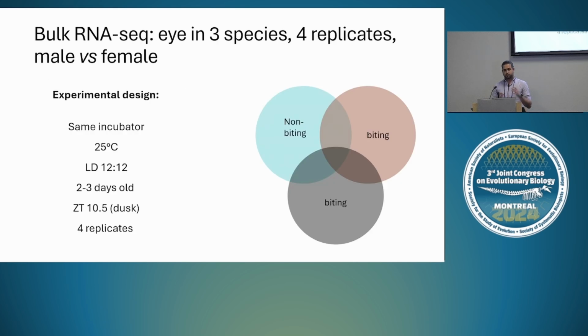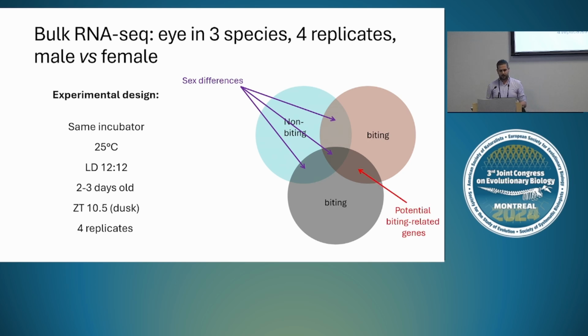So when we do the bulk RNA-seq, we did that in standard conditions. What we have is 3 species, and we look at the differences between male and female. So what we can expect is that all of the differences that are common between the non-biting species and the biting species will be related to sexual differences. However, all of the differences that are shared between the 2 biting species will be related to biting processes and the biting behavior.